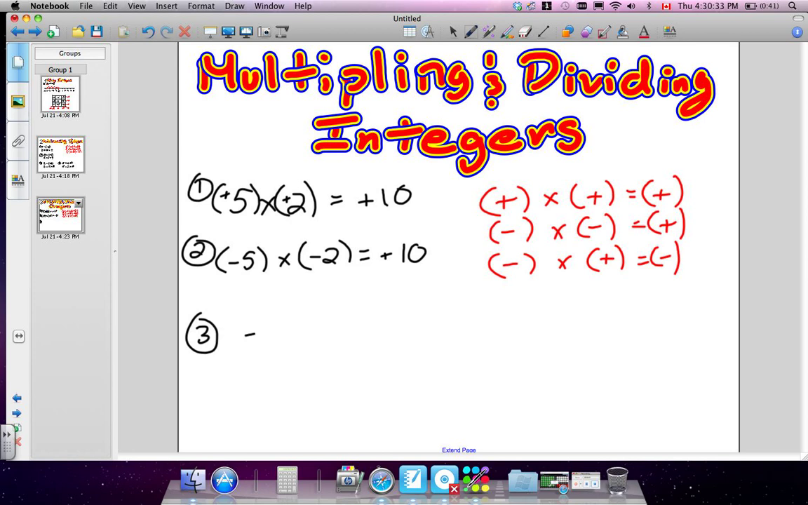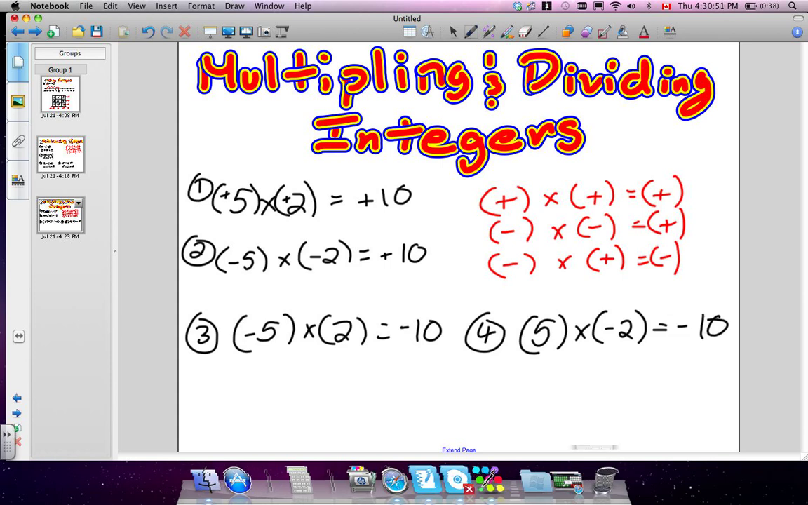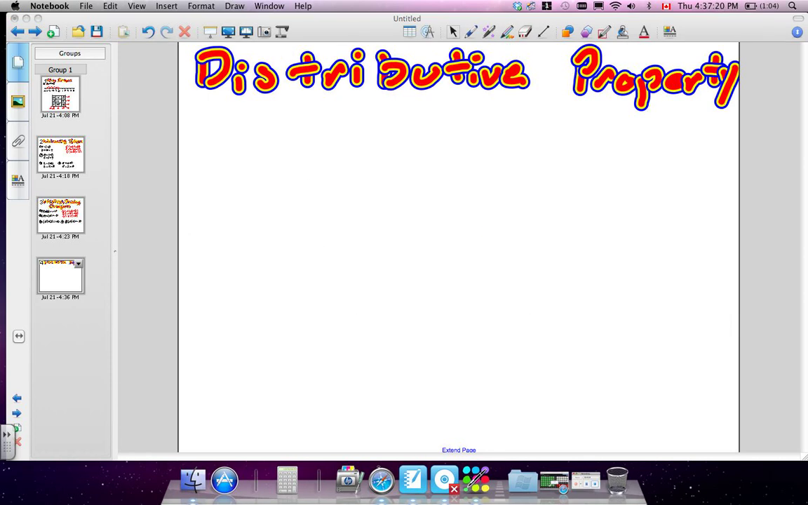Here we go. Let's say we have negative 5 times, a lot of times it'd be written like this. Negative 10. Yeah, that's right. And 4, we have 5 times negative 2. What are we getting? Negative 10. Exactly. Easy? Alright, give that page a quick try. Okay, distributive properties. So they have the first question. It says 20 multiplied by 50.